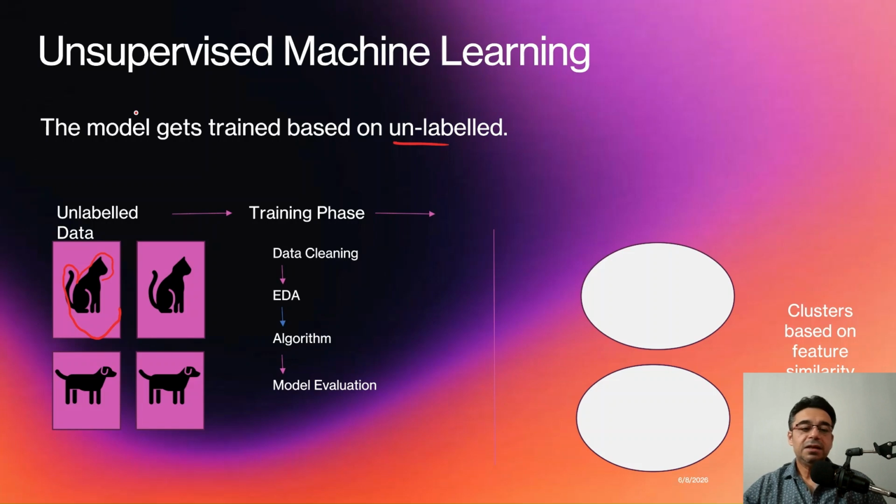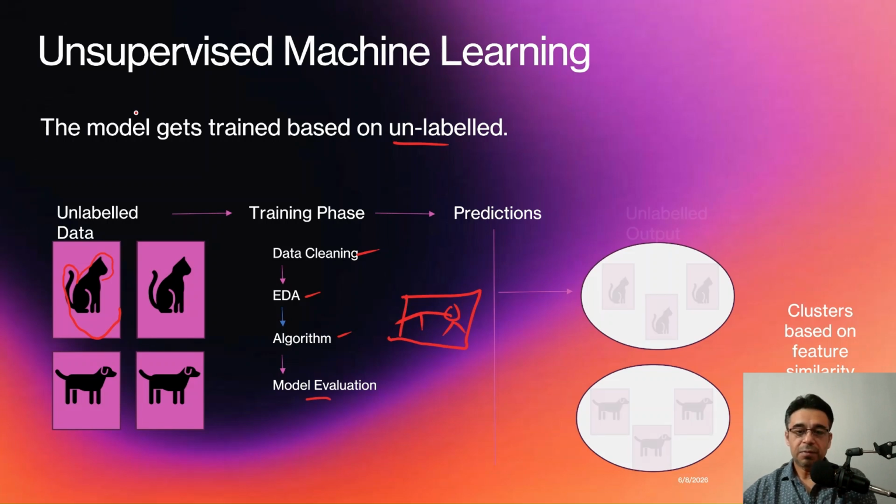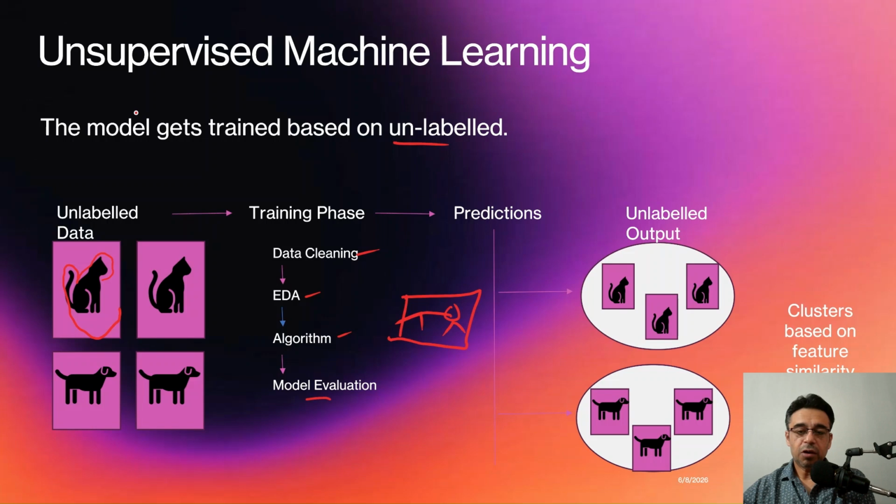So once the unlabeled data is fed into the model in the training phase, then there will be data cleaning, data analysis, an algorithm will be selected and applied, a model will be generated, and then there will be the model evaluation. And again, because it is machine learning, the predictions will take place. So when you have the new data or the new image of any animal, what will happen is that the model will try to map, or will try to allocate the new image to one of the clusters.